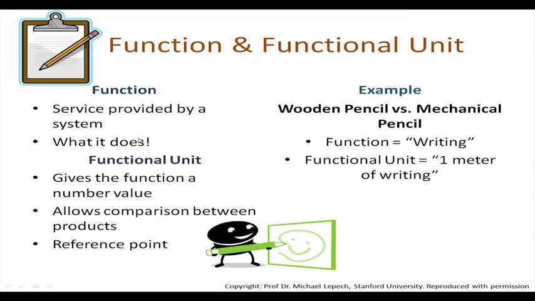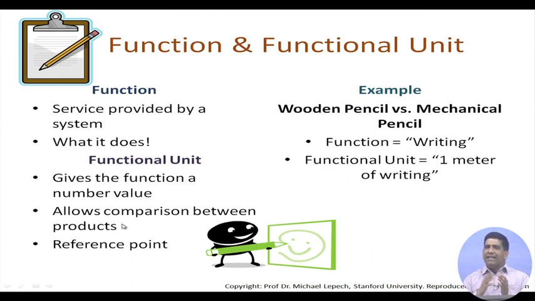So for this mechanical pencil versus wooden pencil, their function is to help us write. So that's why we said writing. Functional unit is we give the function a number value. The reason for that is we have to give a number value so that we can allow comparison between the products. So that becomes a reference point.